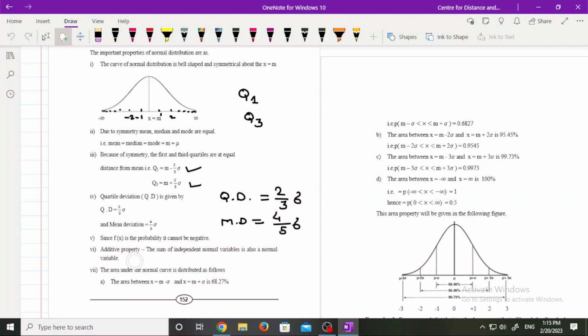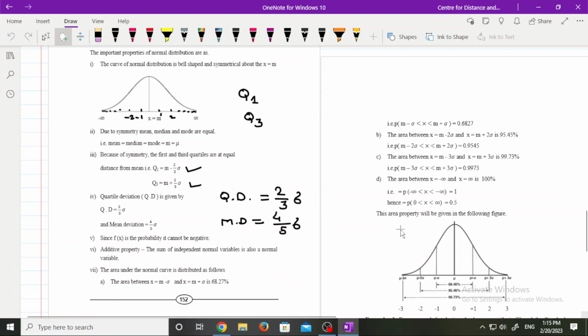Then additive property: the sum of independent normal variables is also a normal variable. The area under the normal curve is distributed as follows. First one, the area between x is equal to m minus sigma and x is equal to m plus sigma is 68.27.